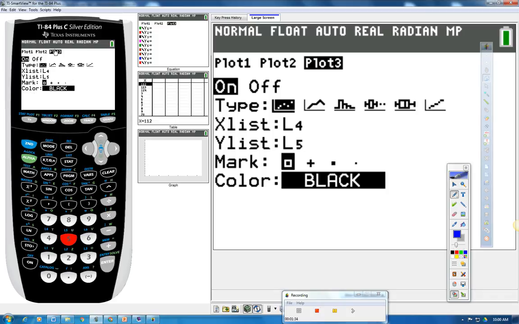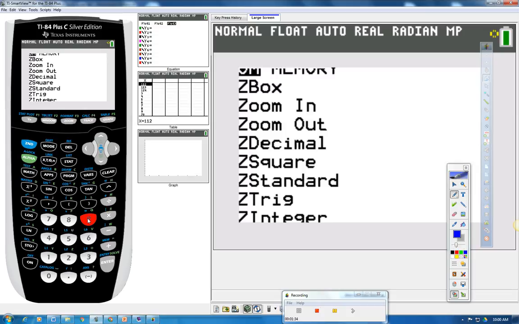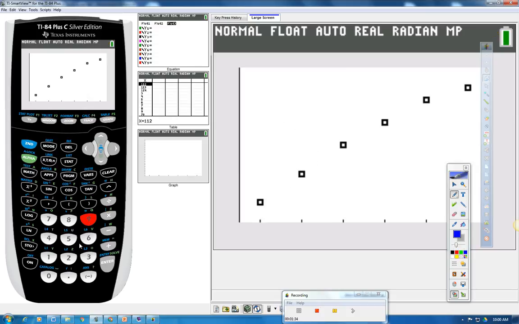After I know that my plots are on, I can go zoom 9 to see that scatter plot, and I've created a scatter plot. Looking at this correlation, pause and ask yourself, what type of correlation is this? You should be saying to yourself positive, and I would say strong positive, wouldn't you? It's a strong positive correlation. Okay, we should have a pretty good R value there.